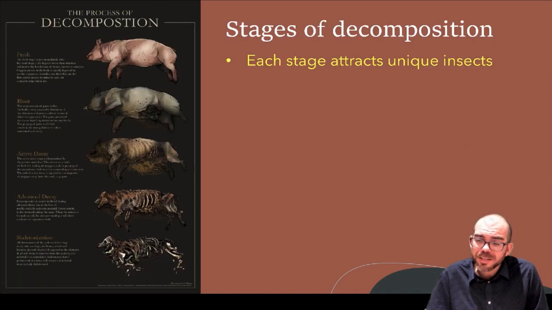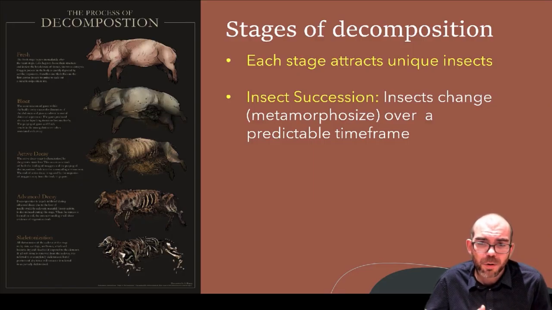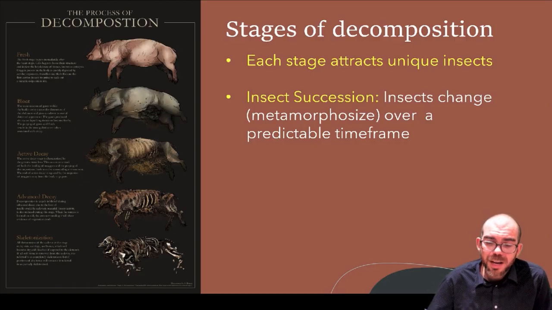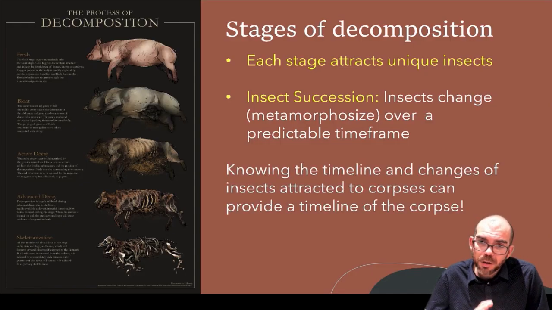So each of these stages of decomposition actually attracts a unique insect species. We call this series of events insect succession. Insects change or metamorphose over a predictable time frame. So if eggs start during the fresh phase, I can accurately predict what I would find during the active or advanced decomposition in terms of the insect's development. Knowing the timeline and changes of insects attracted to corpses can provide this timeline.